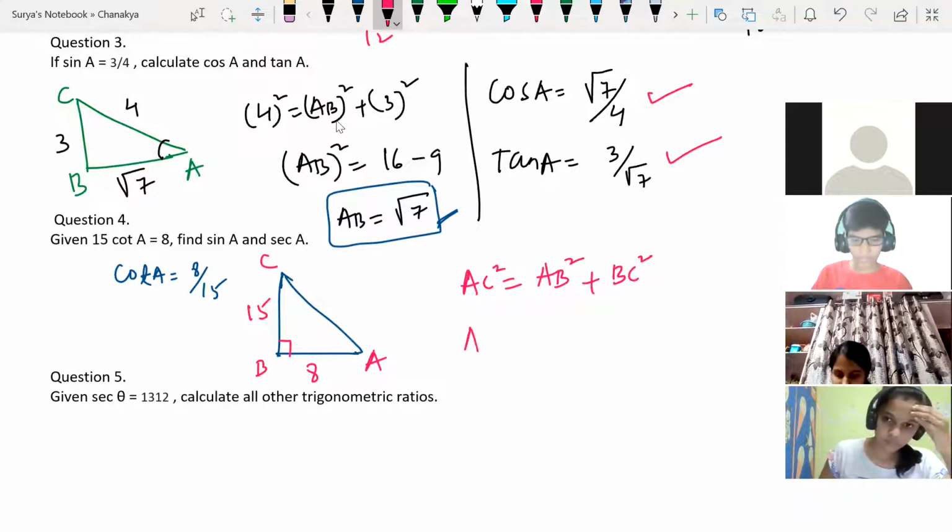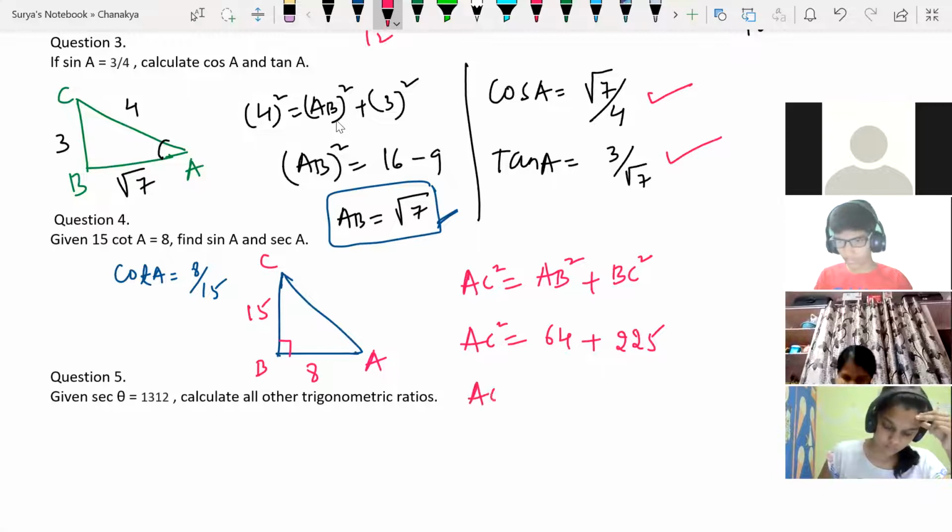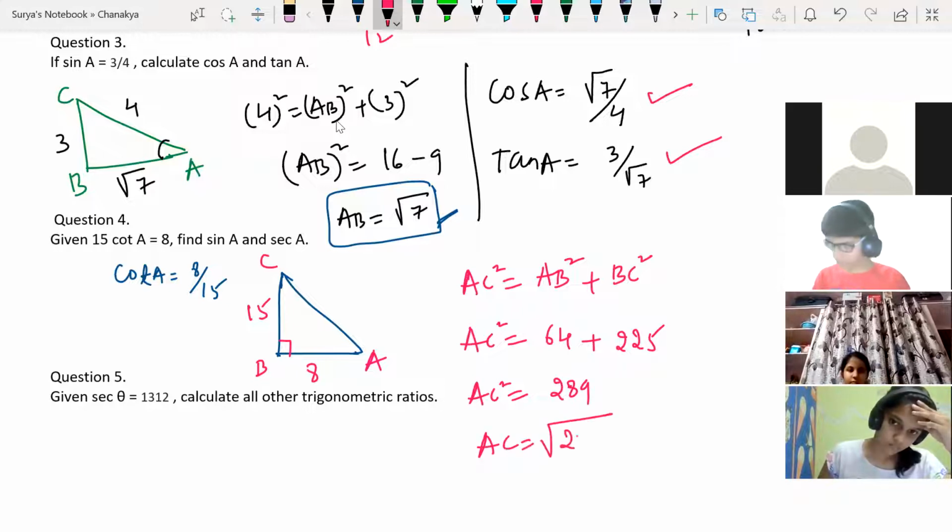AC square is going to be AB square, which is 64, plus BC square, which is 15 square, which means 225. So AC square is going to give me how much? 289. So AC is the square root of 289, which is 17. 17 square is 289, right? So this is my 17 I got. Clear? Chalo. Look at this now.